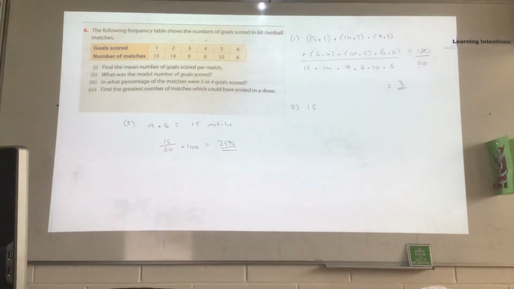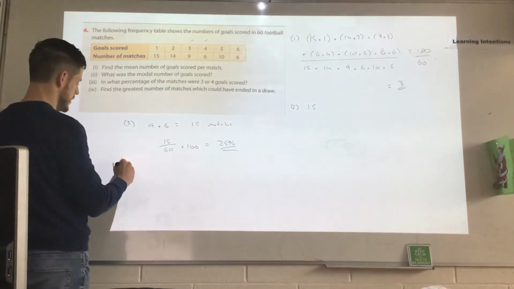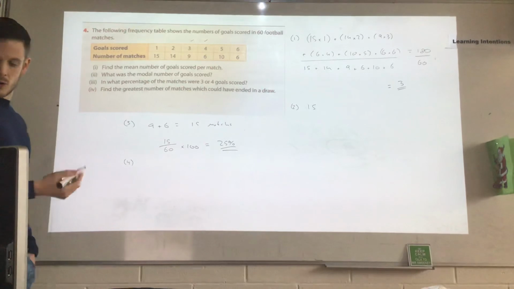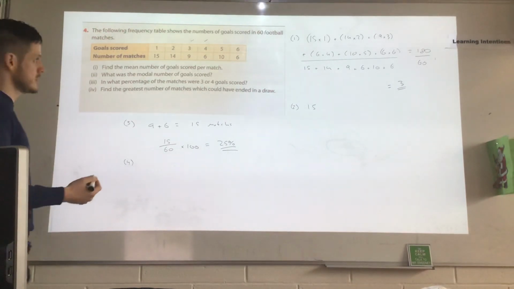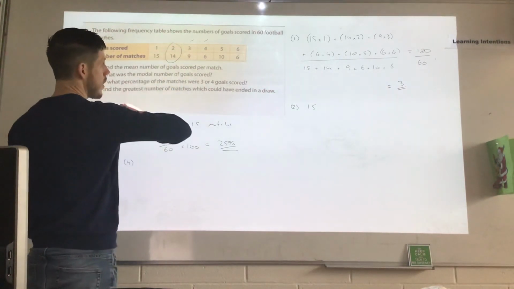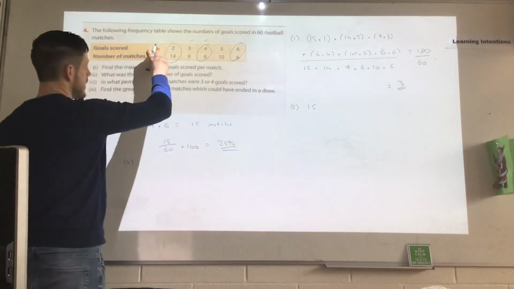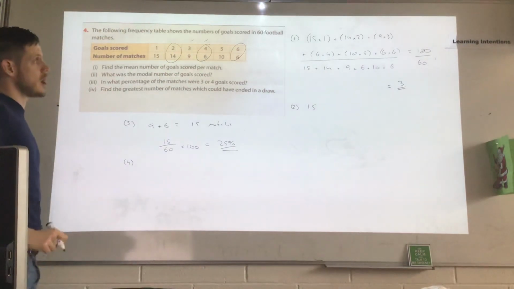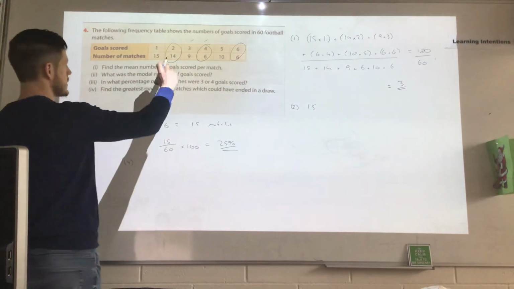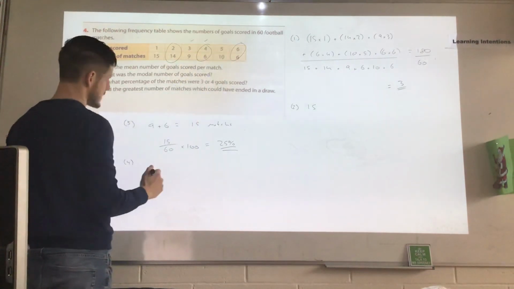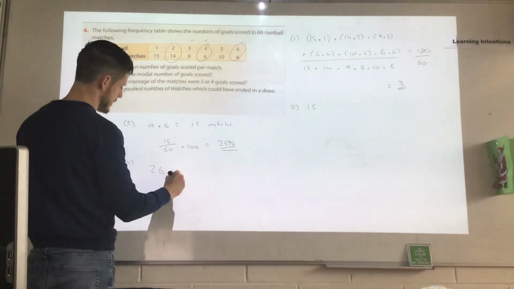And find the greatest number of matches which could have ended in a draw. A little bit tricky this. Okay, you have to know a bit about football. So the end of the draw, there has to be an even amount of goals scored. So either 1-all, which would be 2 goals, or 2-all, which would be 4 goals, or 3-all, which would be 6 goals. Right? You can't have a draw with an odd number. So the amount of matches that could have happened was in 14, could have happened in 14 matches, could have happened in these 6, and could have happened in these 6, which gives me 26 matches in total.